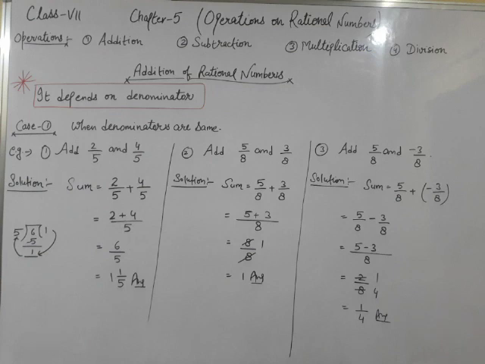Yes, you can observe that the addition of rational numbers depends on denominator. Why does it depend on denominator? And how can we solve the questions related to addition of rational numbers, we will study in this video. So there are two cases in addition of rational numbers. Either their denominators will be equal or their denominators will be different.